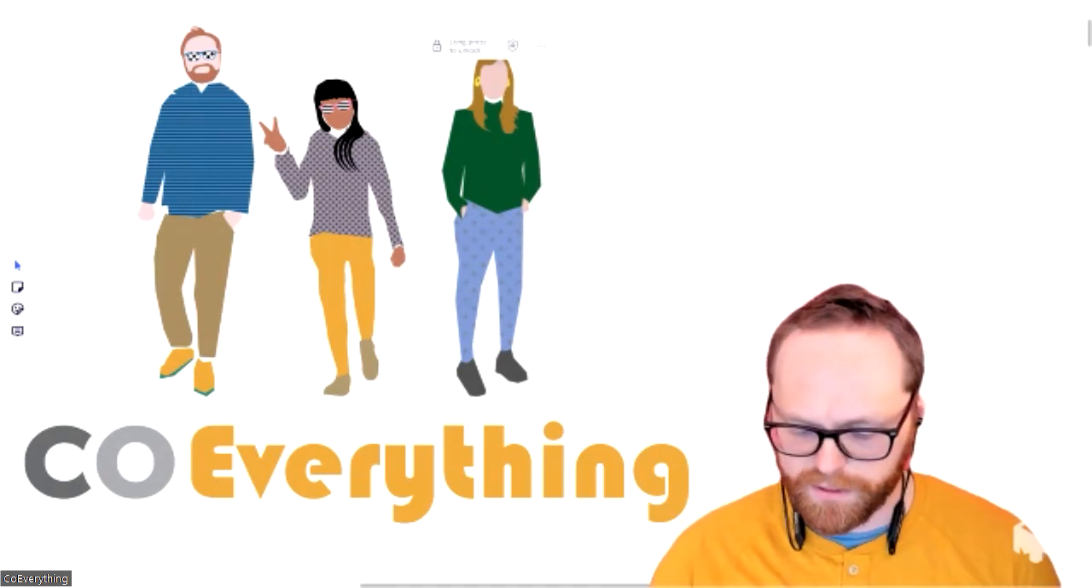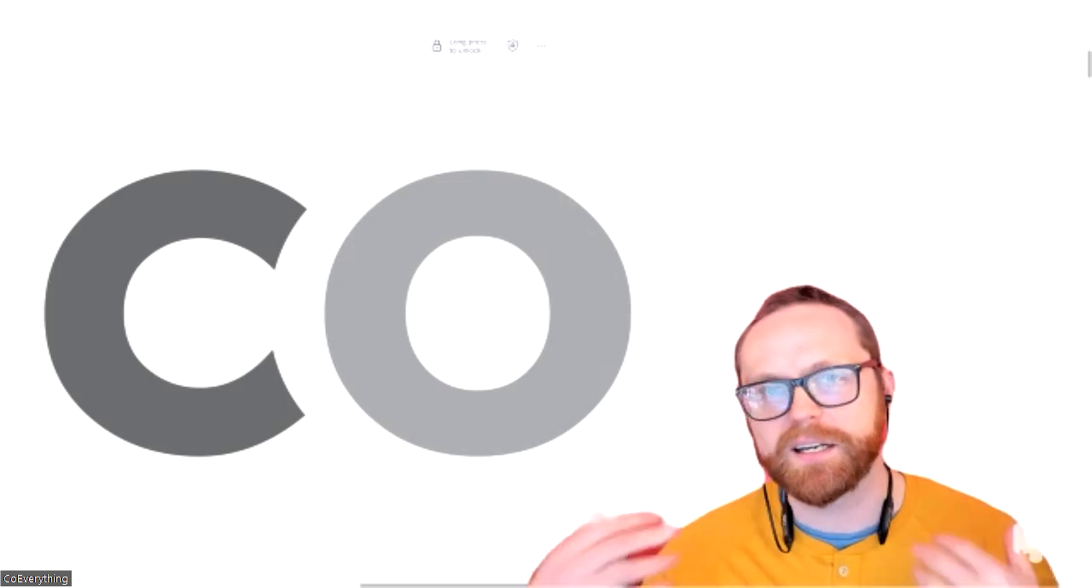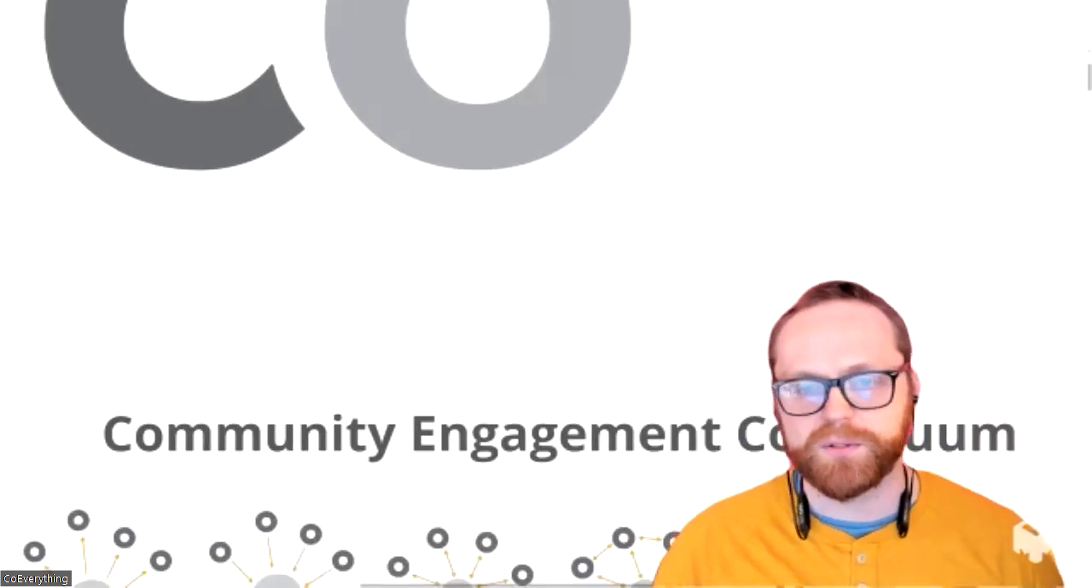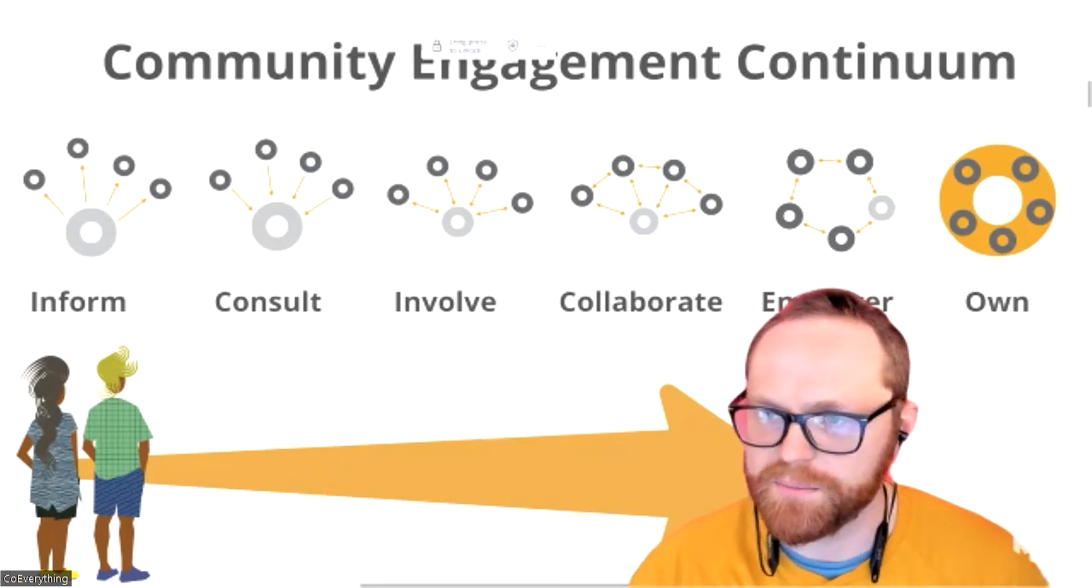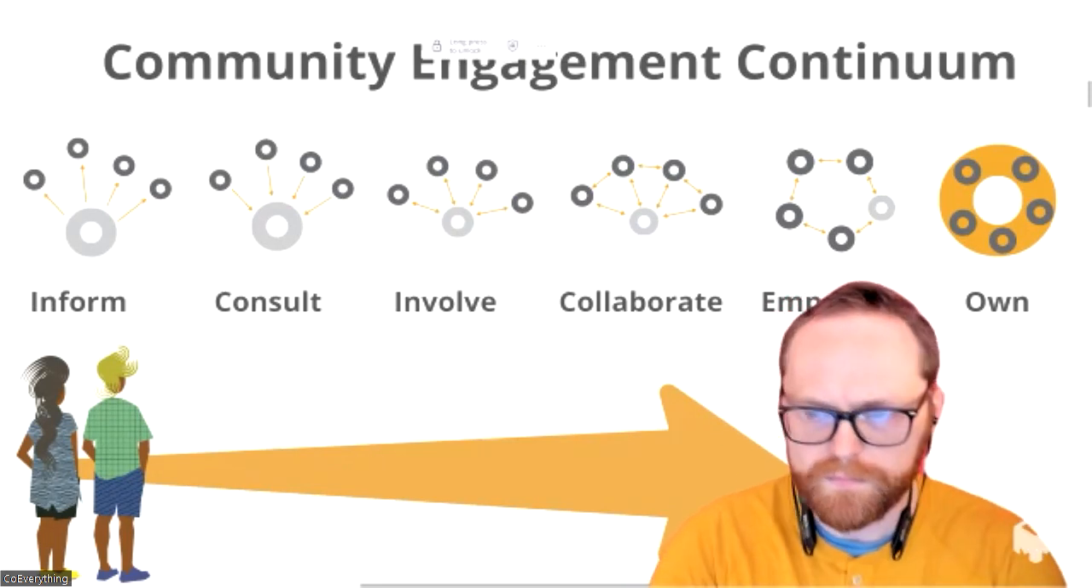So I thought the way that I would go through the presentation today is talk about the different parts of what CoEverything is. There's the co part, and then of course there's the everything part. And I figured I'd start with the co, explain what that means to us, move on to everything, and explain what that means to us, and then go through a series of projects that we believe represent CoEverything. So one of the frameworks that we use for Co is this community engagement continuum.